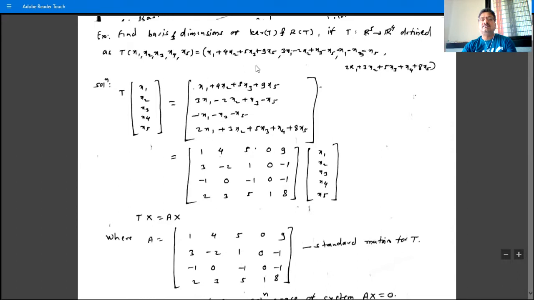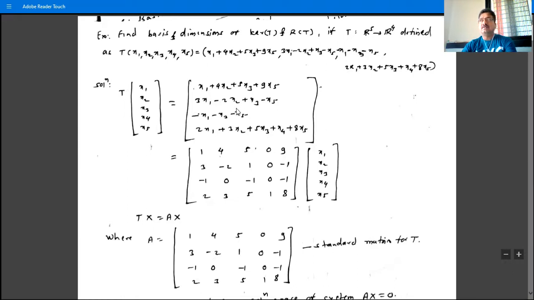And its image is (x1 + 4x2 + 5x3 + 9x5, 3x1 - 2x2 + x3 - x5, -x1 - x3 - x5, 2x1 + 3x2 + 5x3 + x4 + 8x5), and this is a 4-tuple. It is an element of R4. So this is a function from R5 to R4.